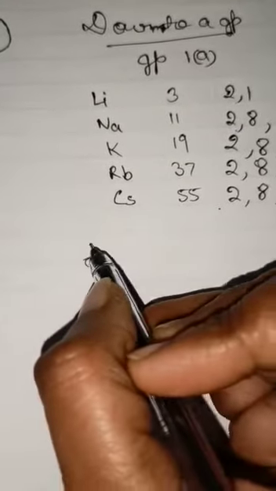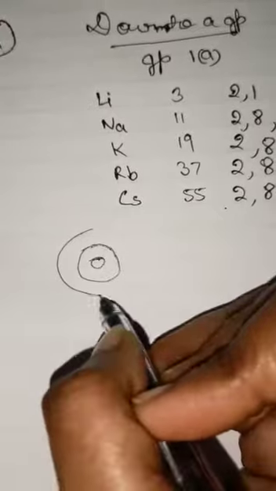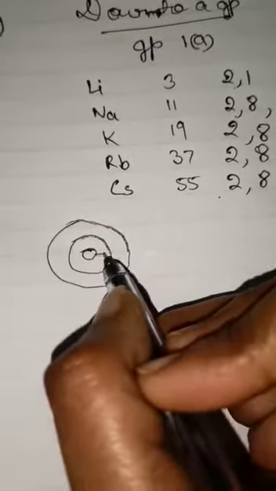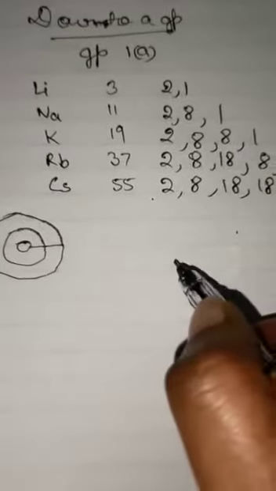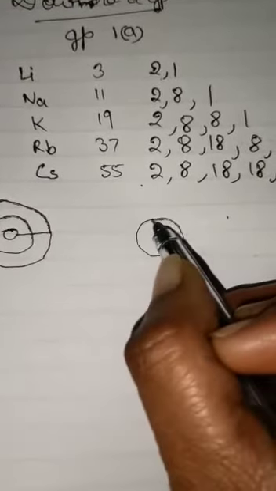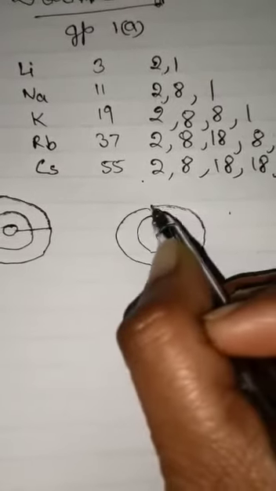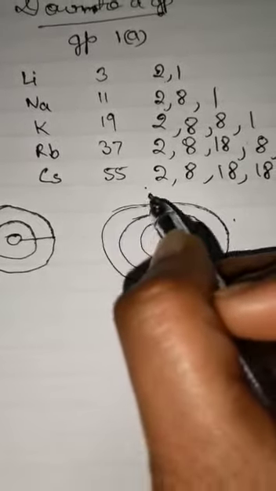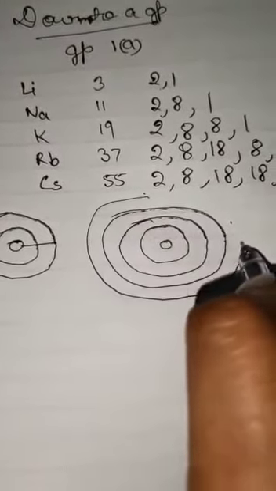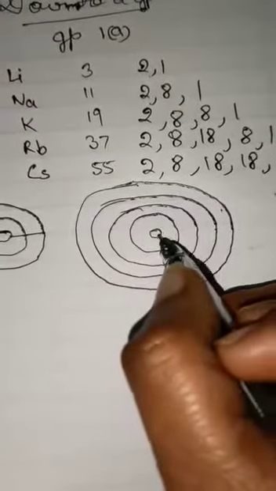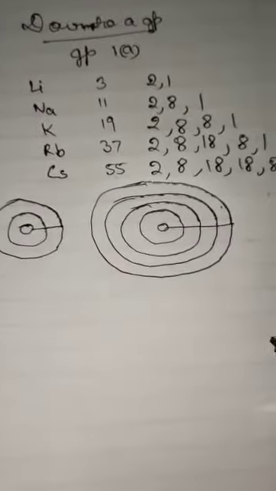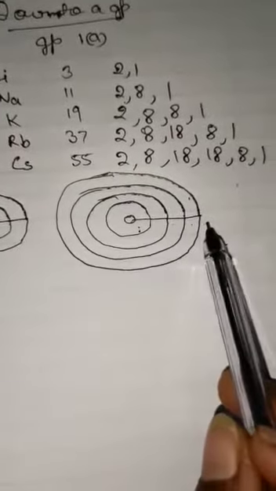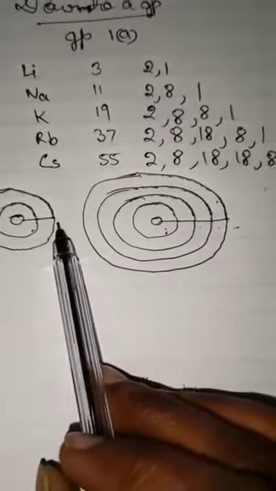Okay, if there are 2 shells, what is the atomic radius? If this is the nucleus, 1 and 2. 2 shells are there. So this is the atomic radius. If there are 4 shells, I am taking another example of 4 shells. Okay, so the atomic radius is this. So you can see if the number of shells increases, the atomic radius also increases.